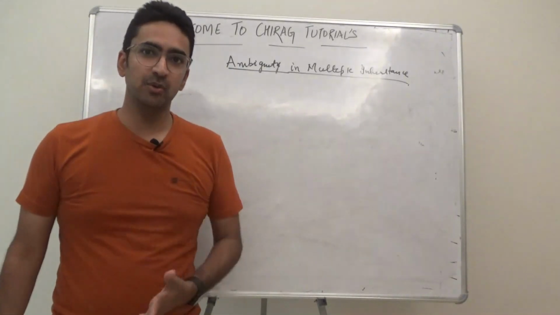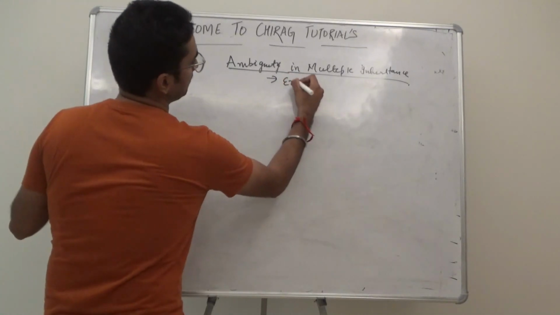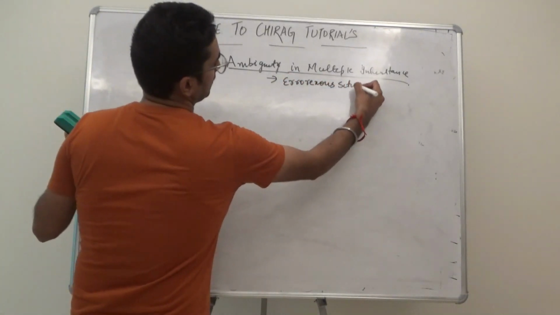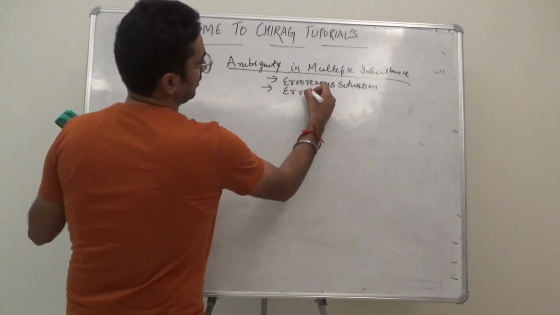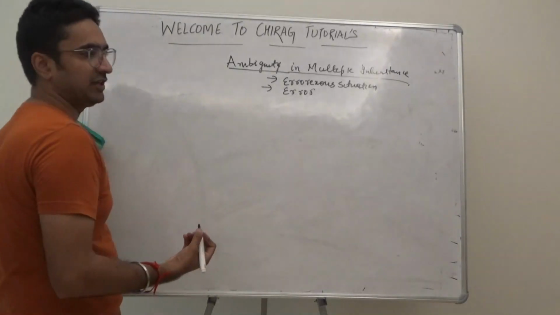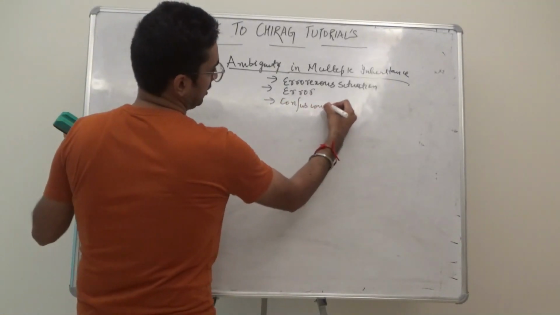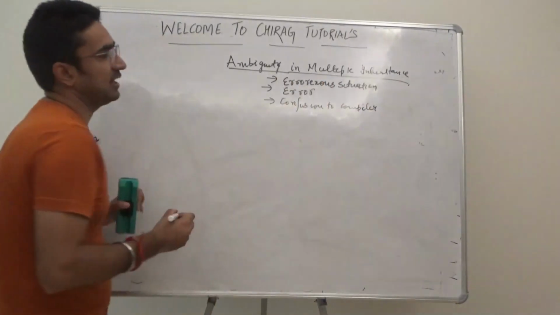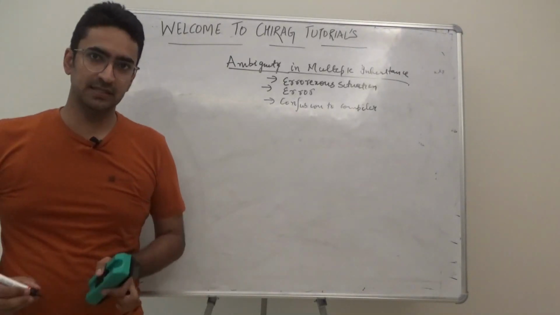So what is ambiguity? Firstly, it is an erroneous situation or it is an error, a compile time error we can also represent, or a confusion to the compiler. I'll tell you how this erroneous situation or error or confusion to compiler exists.